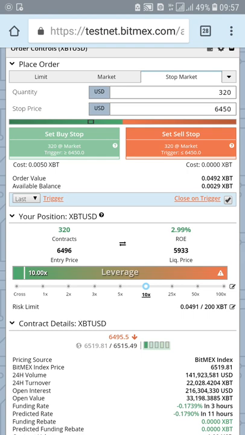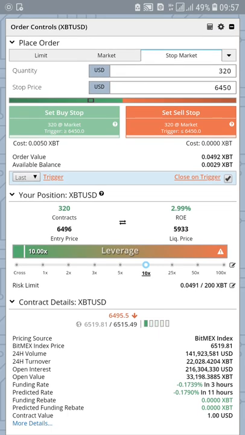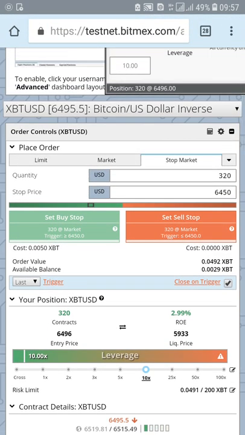So I have to go lower than what the current price on the exchange is. If you're shorting, you can't set stop loss at the particular price it is on the exchange. It has to be higher than what you're currently seeing, and also higher than your own entry price.